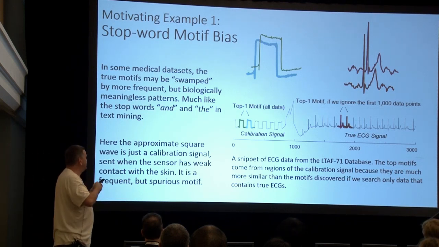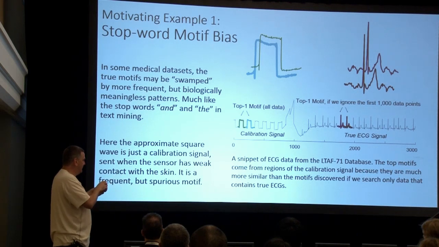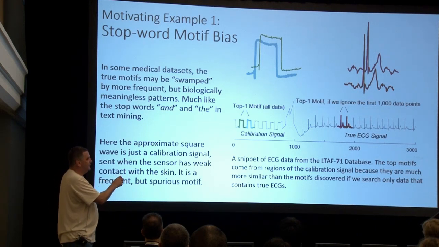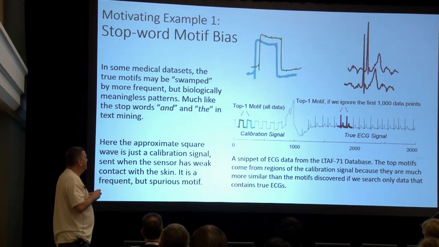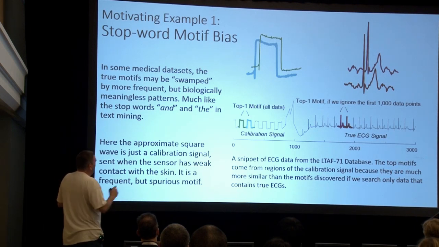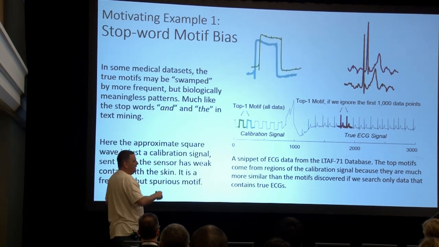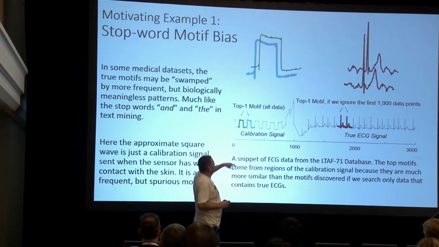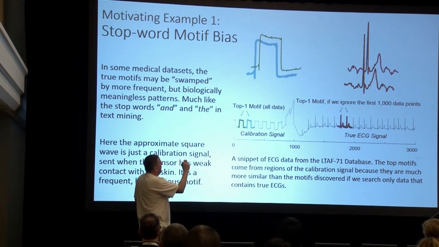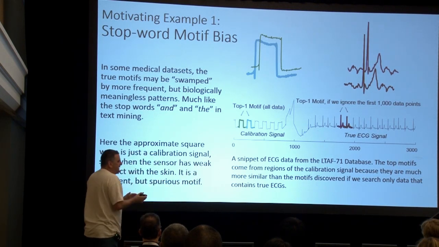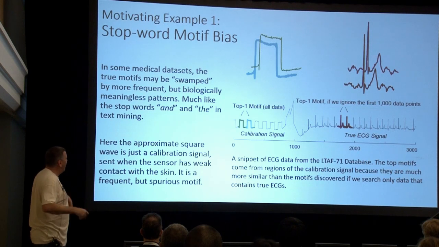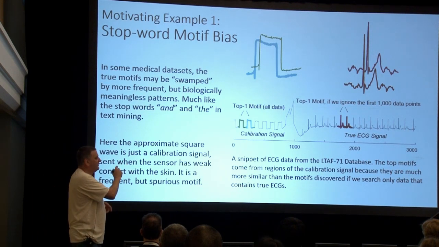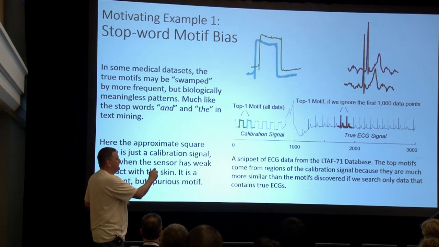The system sends out a calibration signal with some noise to say you're not getting medical data at this point. The problem is that because these things are so frequent, and in many data sets most of the data is like this, the algorithm will tend to find these as motifs and not the medically significant ones. So when I run this in enormous batches of data, I find lots of these square motifs, which I don't care about, and I won't find the real medical motifs.